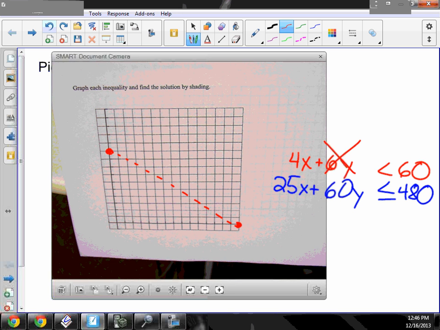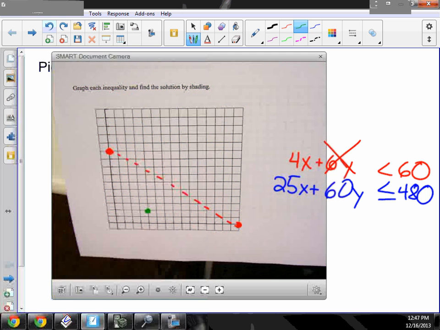Everything below that line represents a possible combination of tables and chairs that is less than 60 hours. So if you pick a dot underneath that line, that point represents a number of tables and chairs that would be less than 60 hours to build. Does that make sense? So if I were to look at the point 4, 2, is there enough time to build 4 tables and 2 chairs, or 4 chairs and 2 tables?